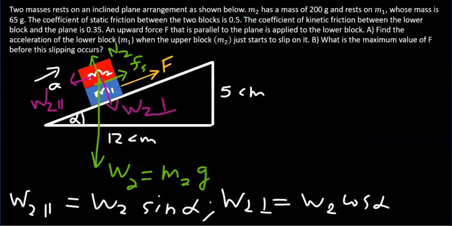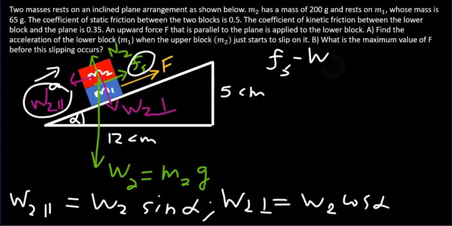Now let's proceed with Newton's second law. Let's just look at M2. There is only one forward force, and that is the static friction. So static friction, Fs, minus the force down the plane. So in this case, there's only one, W2 parallel. W2 parallel equals the net force. And the net force, according to Newton's second law, is mass times acceleration. So in this case, M2 times acceleration.